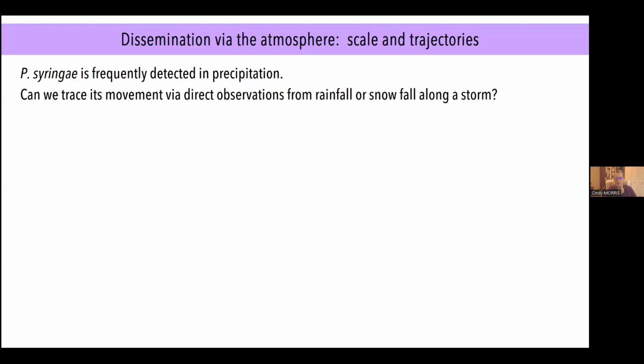All right, so we know that Pseudomonas syringae is frequently detected in precipitation. So one question is, can we observe it directly moving from one place to another? How would we do that? Okay, so that's one option to do. Can we trace its movement via direct observations from rainfall or snowfall along a storm?